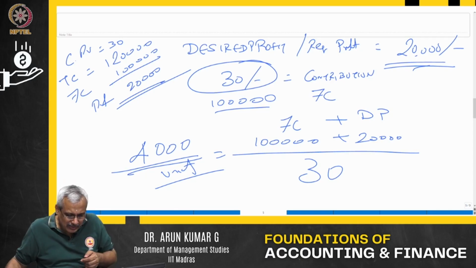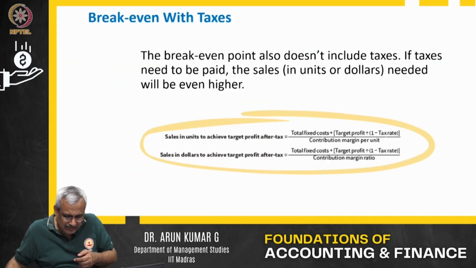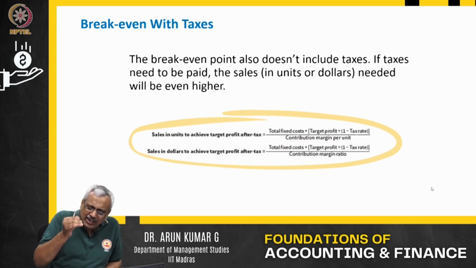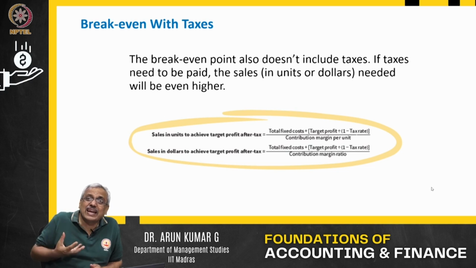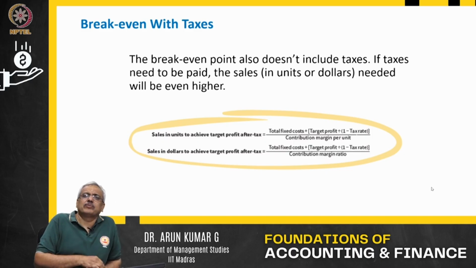So, what do we do in this particular case? As you would see in this slide, we take the target profit divided by 1 minus tax rate. That is what I have to look at. With a 30% tax rate, 70% is what I am going to get ultimately. So, target profit divided by 1 minus tax rate is what I will keep as the target profit.